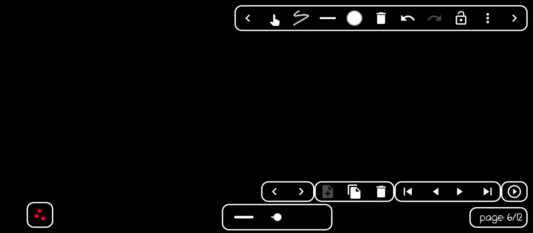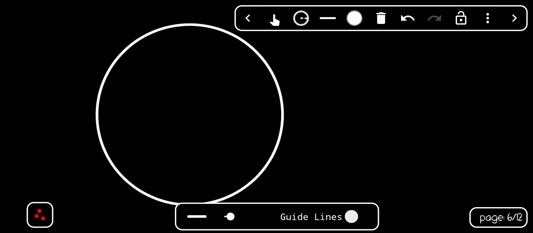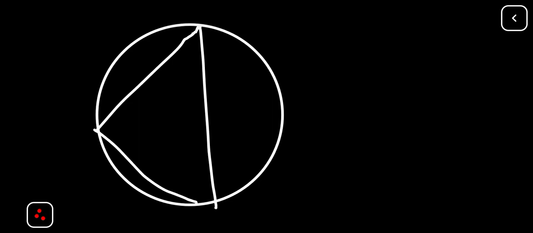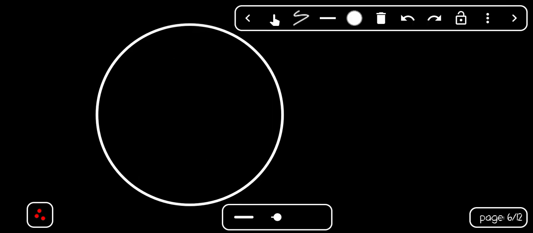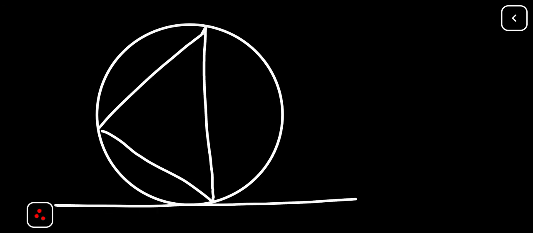Now there's another tangent theorem I'd like to show you. There are a lot of them, but we're just going to show you a little bit of them. So let's say we have another circle here, and this time we have angles from here to here, and then another angle here. We have here, we have here, and we have here. Okay, and we also have a tangent here.